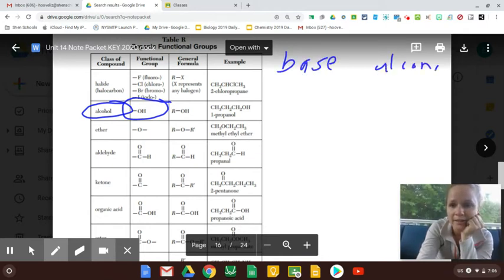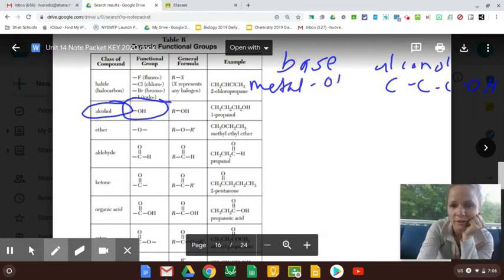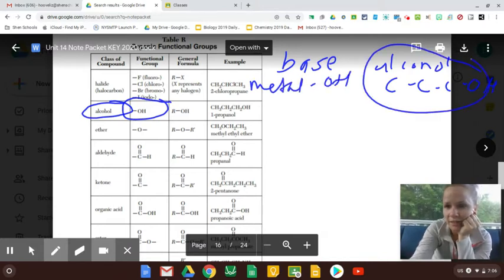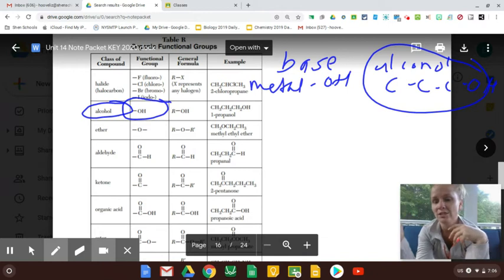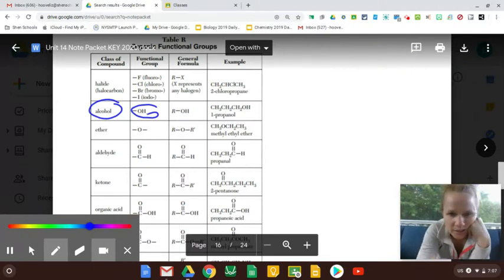Alcohol is an organic compound, so it's really like any CH chain with an OH stuck to the end. Base is like any metal with an OH stuck to the end. All right, so alcohol is organic, so it's this long chain of C's and H's with an OH on the end. Base is just like any metal with an OH stuck on the end. Okay, so then you're like, what else can I learn about alcohol?